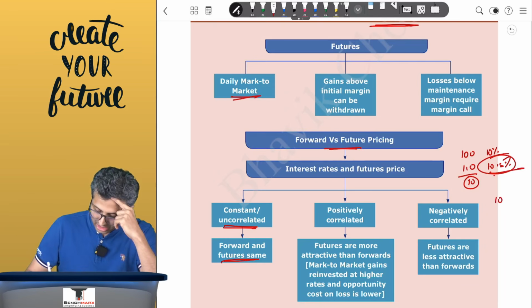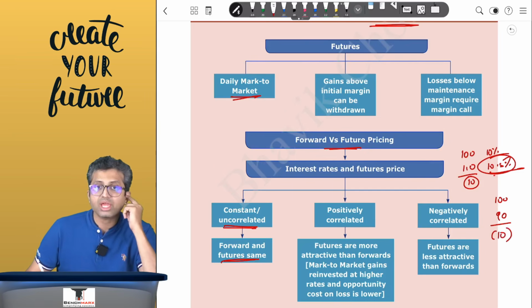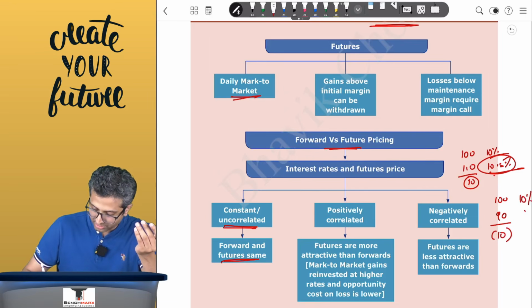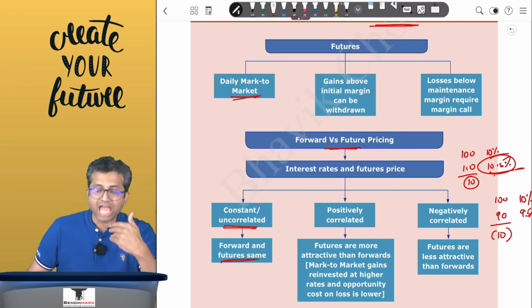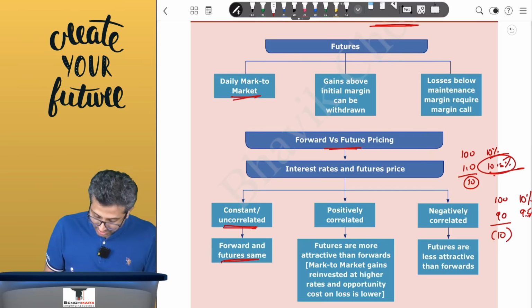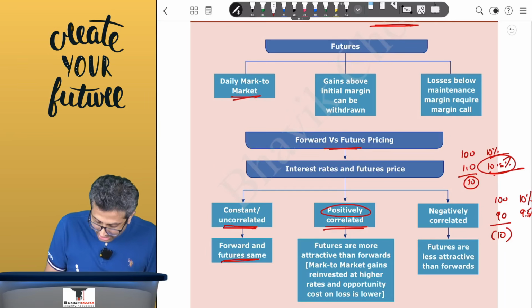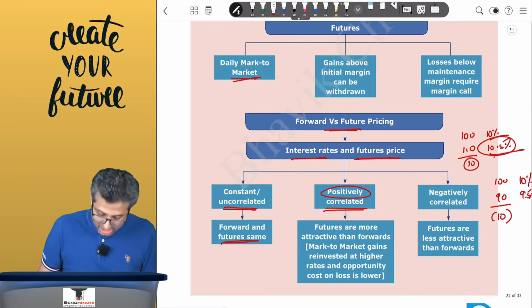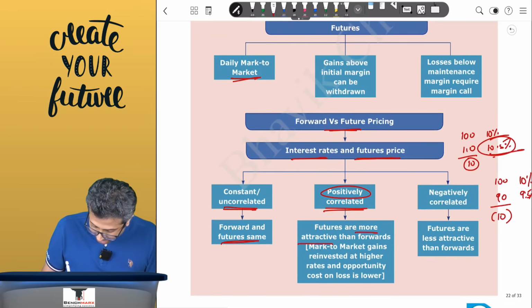On the other hand, if the asset prices fall, it goes from 100 to 90, that means there's a 10 rupee loss, in which case you'll have to pay that loss, but you will borrow at a relatively lower rate. So if this is 10%, it falls to 9.5%, in which case the borrowing rate will be lower, and hence futures are favorable. Long story short, for your revision, if the interest rates and futures price are positively correlated, futures are more attractive than forward.